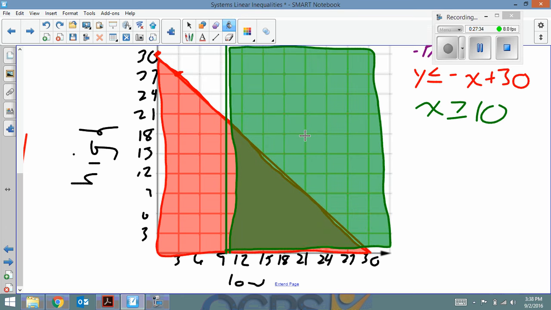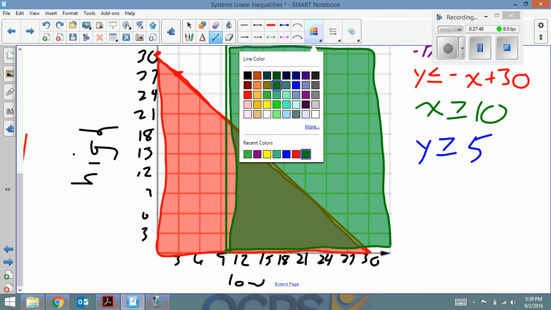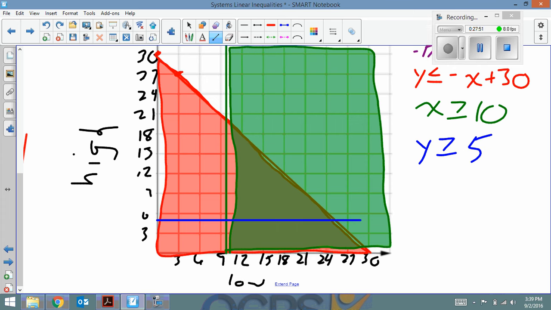Okay. And then lastly, our last equation was y is greater than or equal to 5. Okay, so y is greater than or equal to 5. That's a horizontal line. So let's go ahead and make that one. And it says, when is y larger? Well, y is larger above it. If we look at our y-axis.